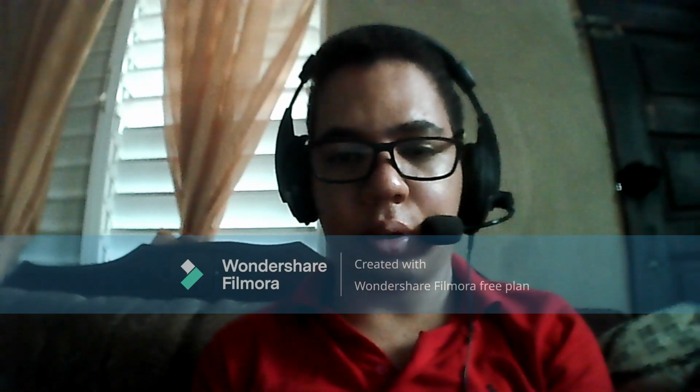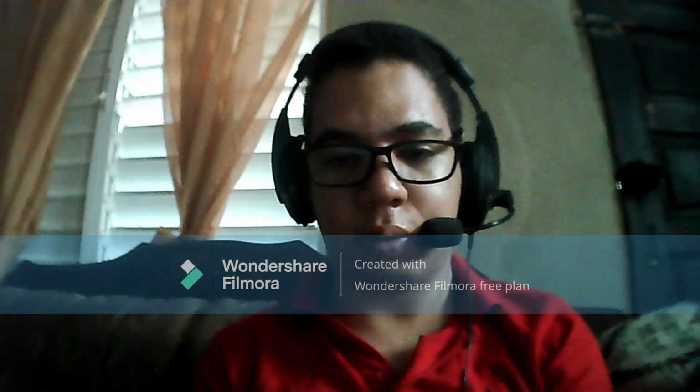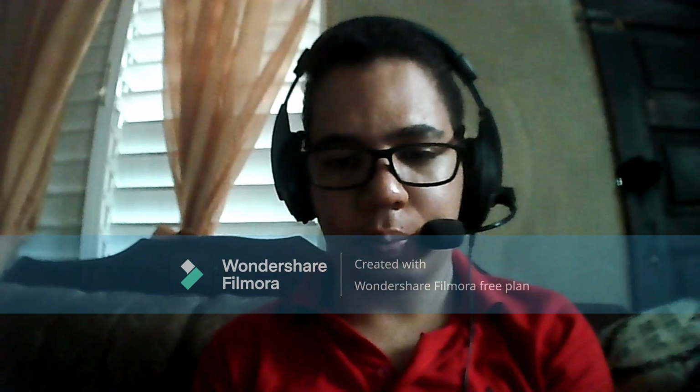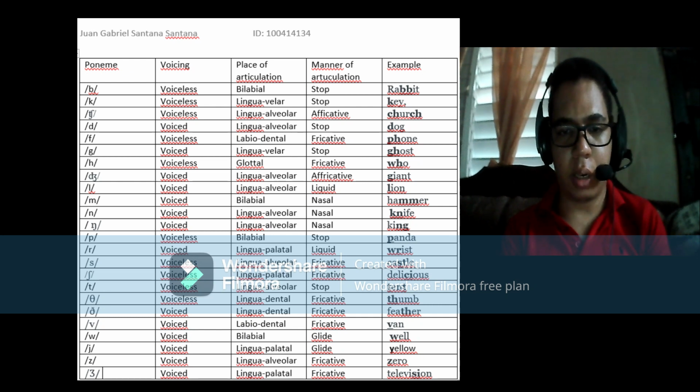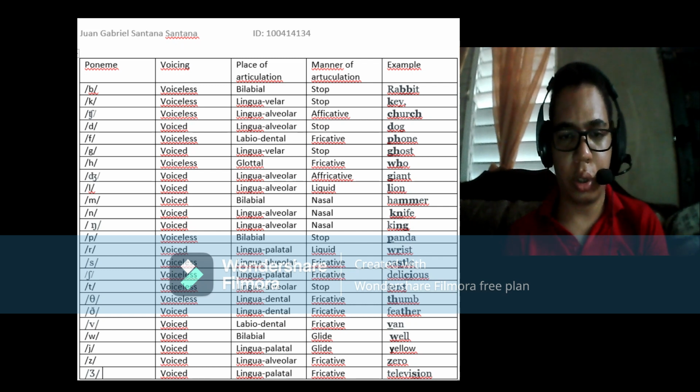Now I'm going to show you a chart that has the phoneme classification and an example of each one. Let's start with the consonant B, which is voiceless, bilabial, stop, and the example that we have is rabbit. We also have K, which is voiceless, lingual velar, stop, and the example that we have is key. We also have sh, which is voiceless, lingual velar, affricative, and the example that we have is church.